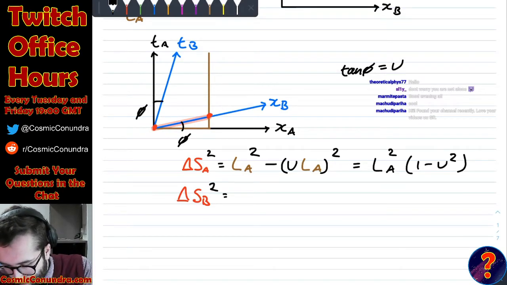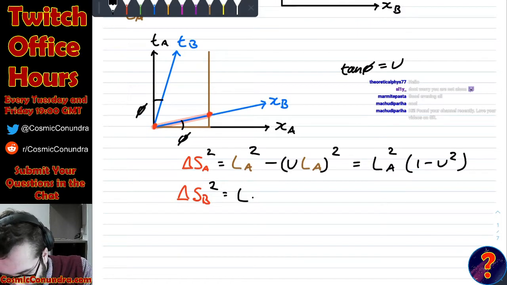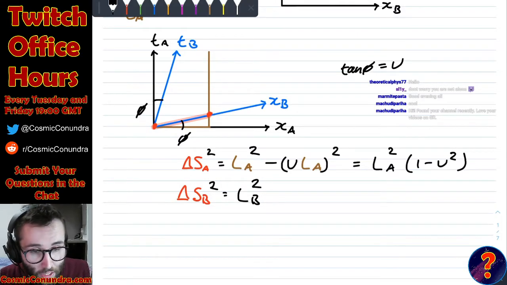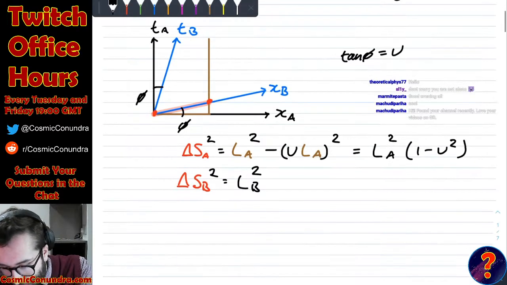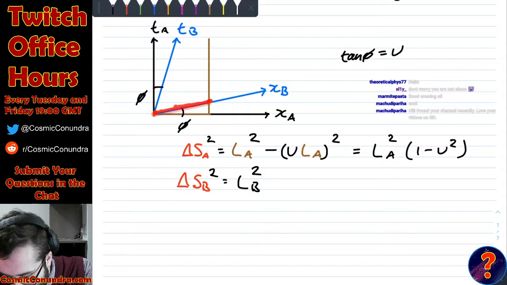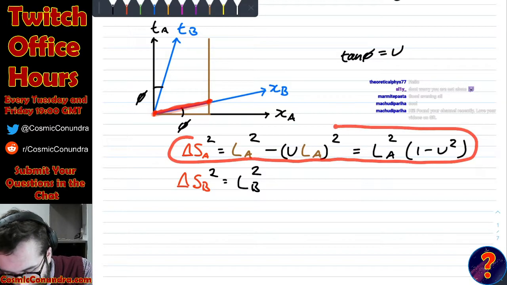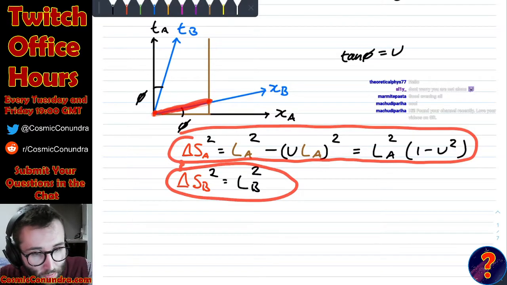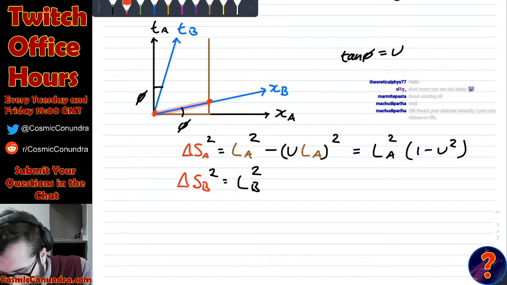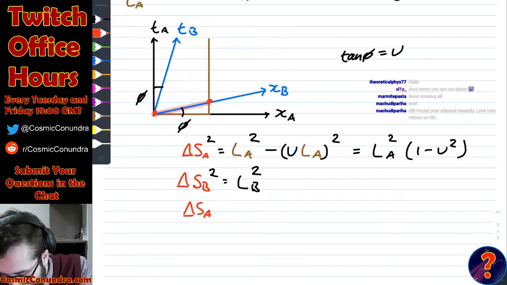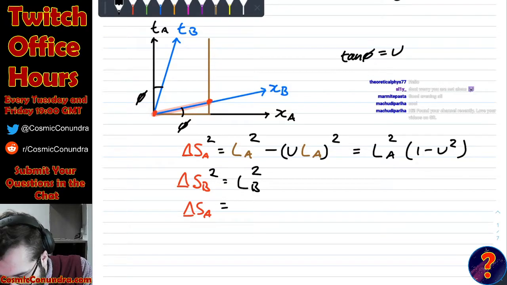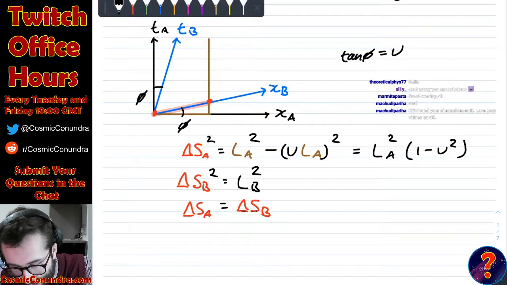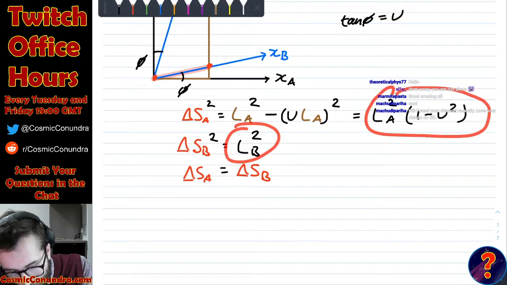So this space-time interval for person B just corresponds to the length of the rod as person B would measure it. Okay, so we've calculated the interval between these two red points from person A's perspective, and we've calculated the same interval from person B's perspective. And we know that in special relativity, this interval, as we've constructed it, is invariant. So delta SA is equal to delta SB. Therefore, we can just equate these expressions here.